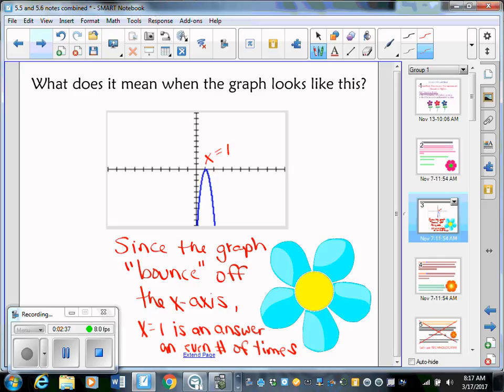Typically it's twice, at least the ones that we're going to look at, but it could be 4 times that answer shows up. It could be 6 times that answer shows up. Just kind of depends on the graph. But if it bounces, it's an even number of times it shows up as an answer.